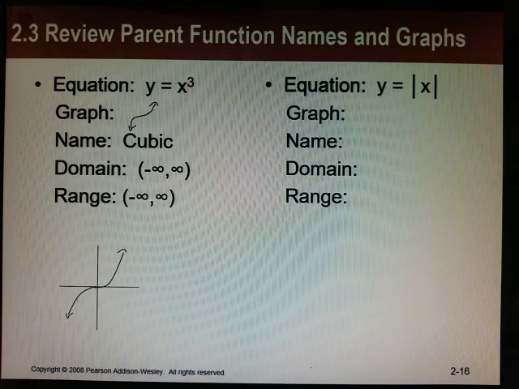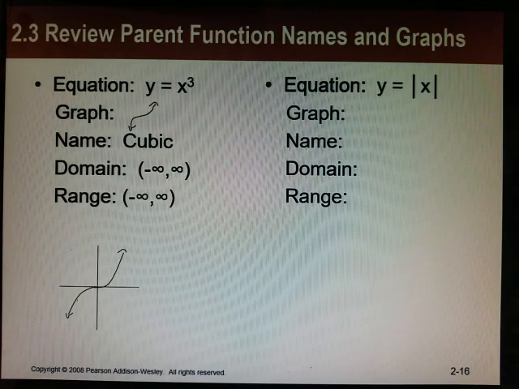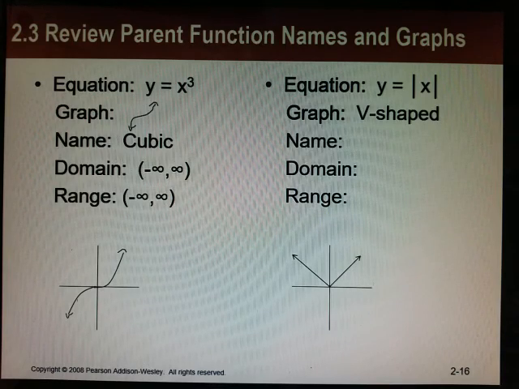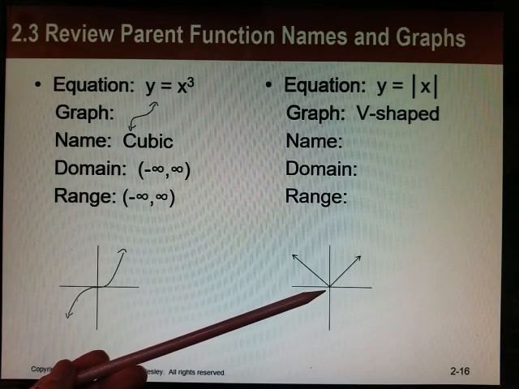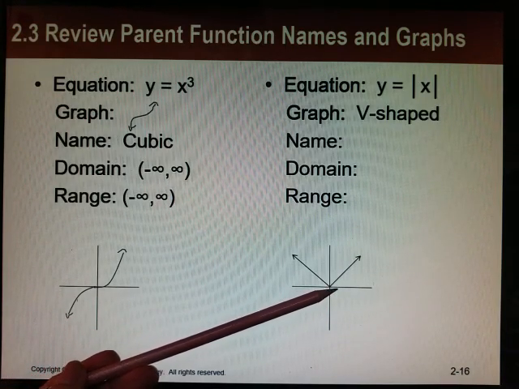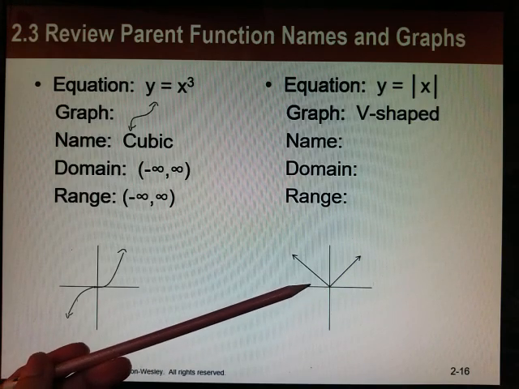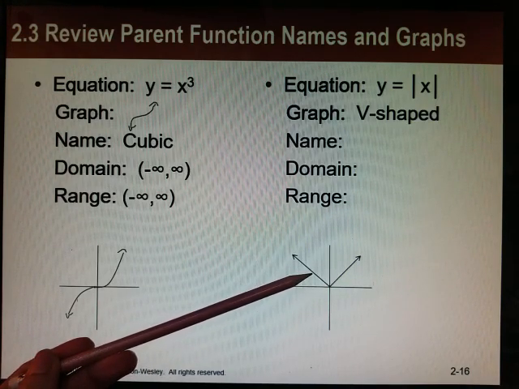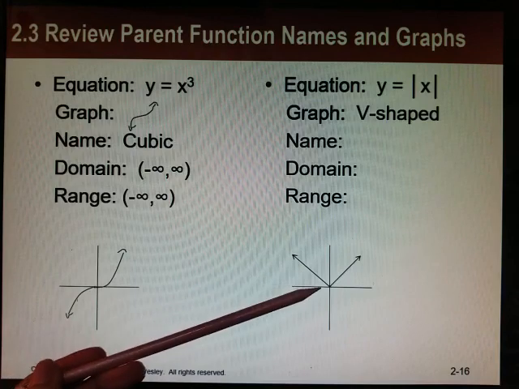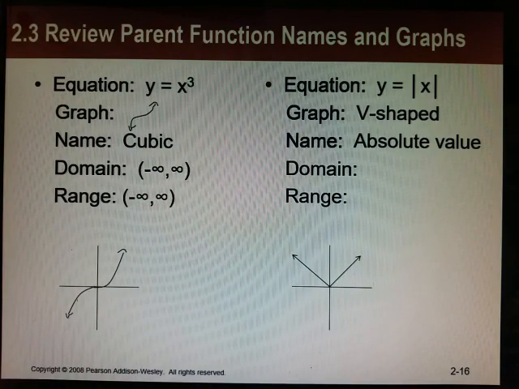All right, the graph of y equals the absolute value of x. Pause your video, try to make that graph. All right, so y equals the absolute value of x should have been a V-shaped graph looking like this. See, the absolute value of 0 is 0. The absolute value of 1 is 1. Absolute value of negative 1 is also positive 1. And this is what the graph would look like. The name of it is just absolute value.